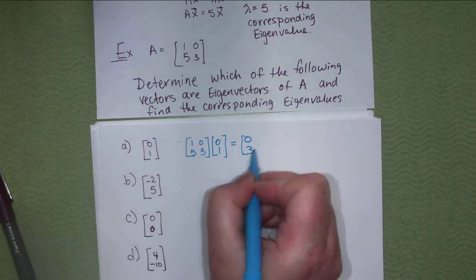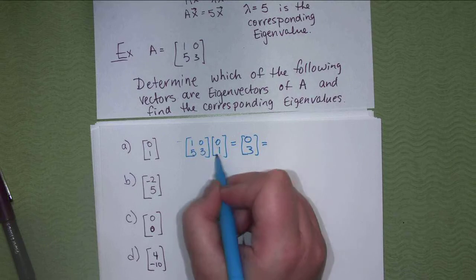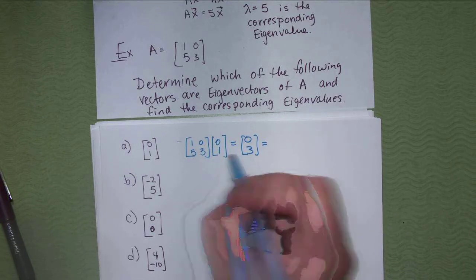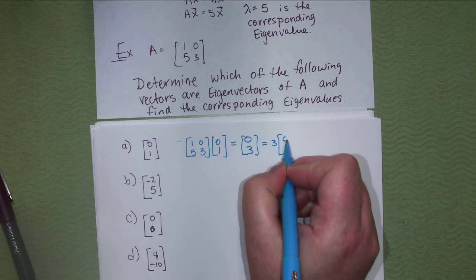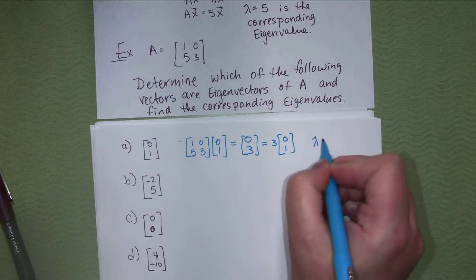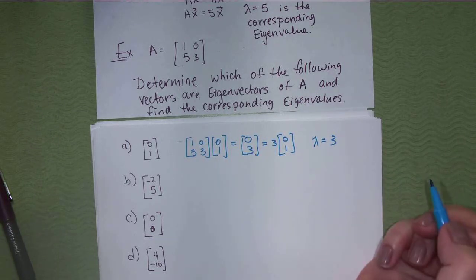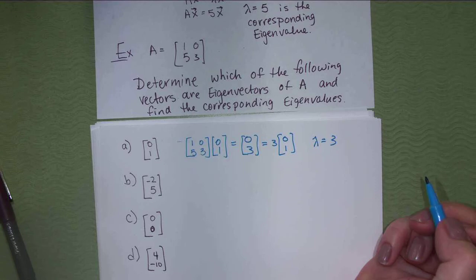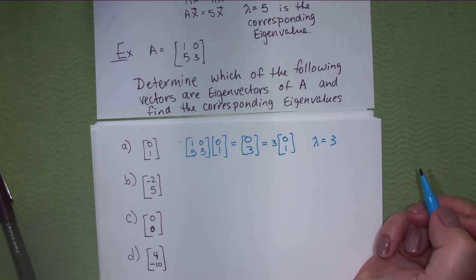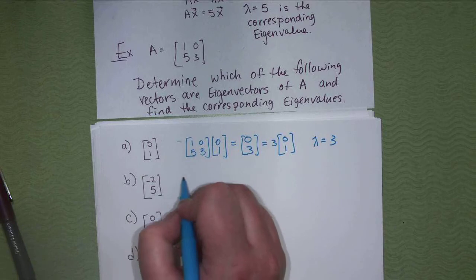So what is the eigenvalue? What can we factor out of this vector so that it looks like that one? 3. So lambda equals 3. That's it. Now, later, after we finish this example, we're going to learn how to find them not given an eigenvector or an eigenvalue, and we have to find them both just from the matrix A. So that's what we're going to do. Okay, so is this one?